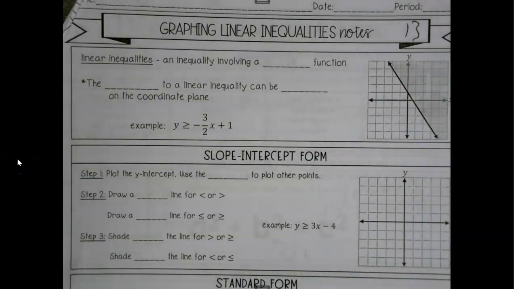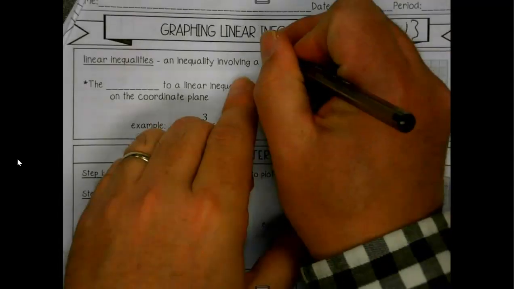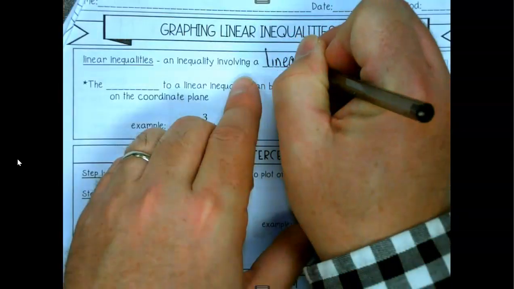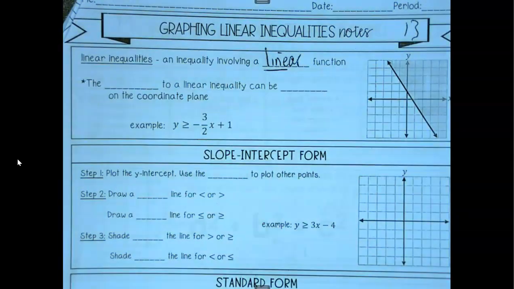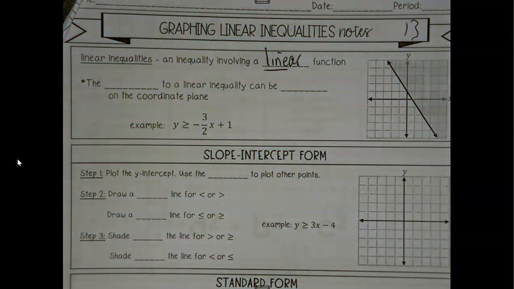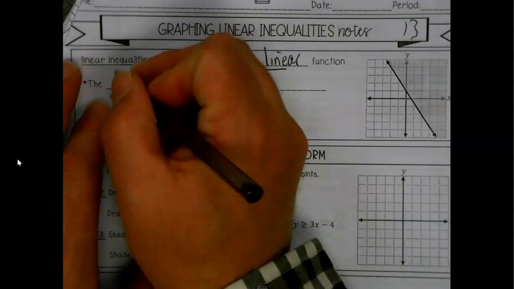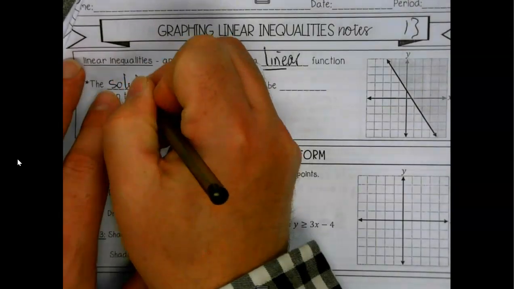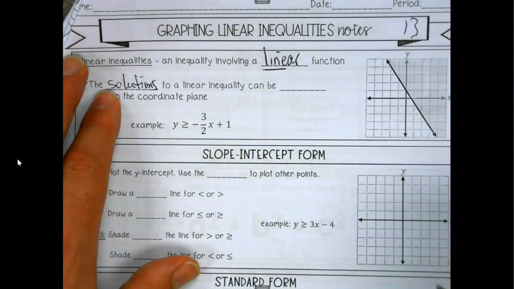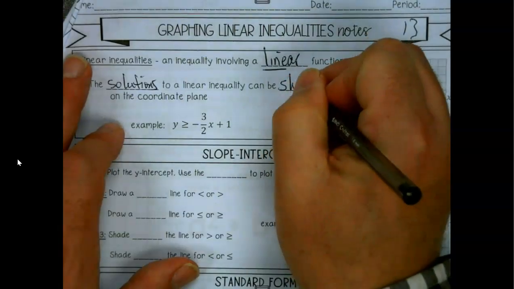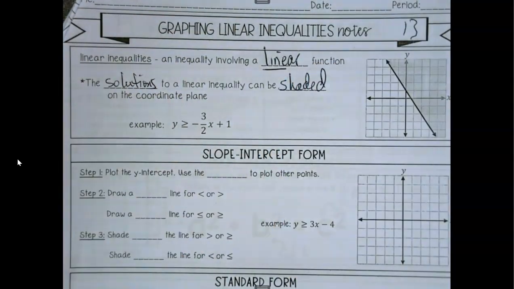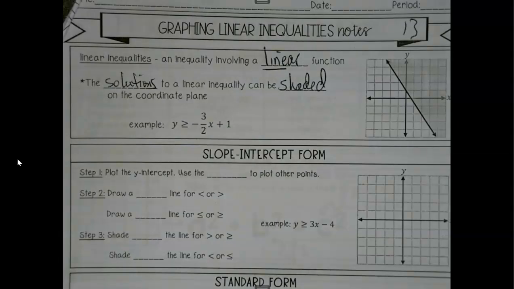When we're graphing linear inequalities, it's kind of a combo of two things. What we're going to do is take a linear function. Again, it has the word line right in it. We're going to draw a line, okay? Normal old graphing lines. The only difference is that now, instead of just drawing a line to find answers, the solutions that we get are going to be shaded on the coordinate plane. We get to do a little coloring here.